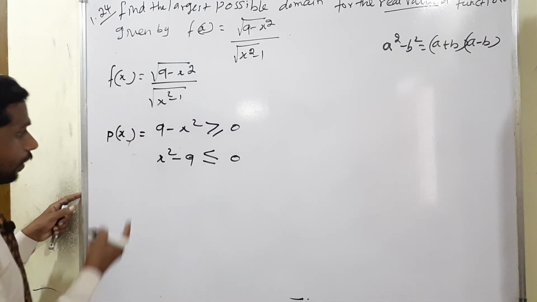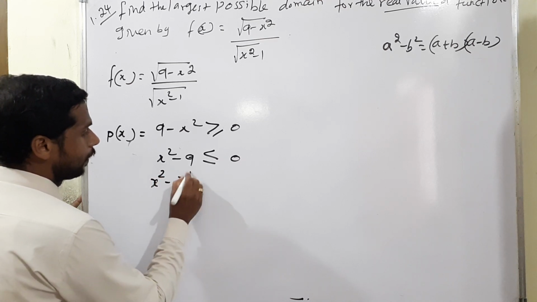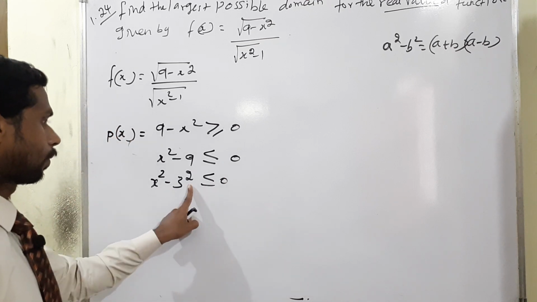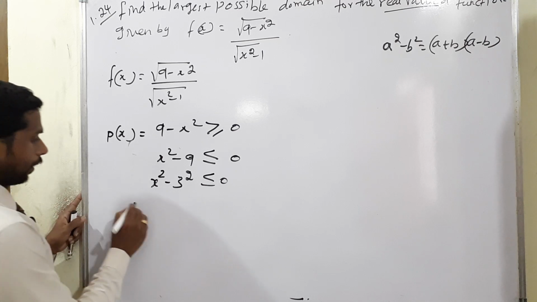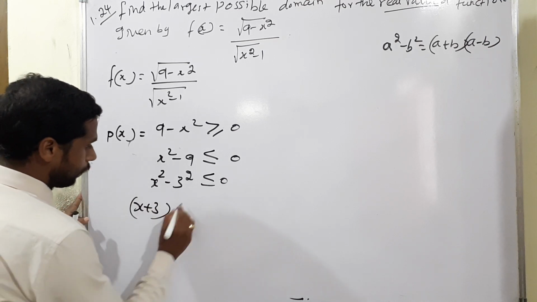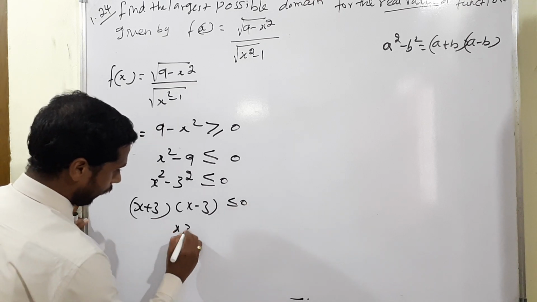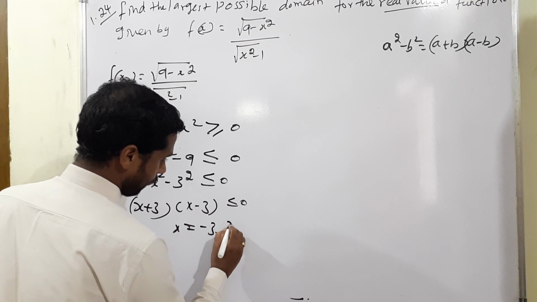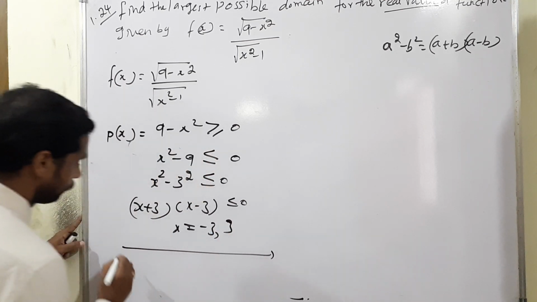Therefore, how to convert this? Rearrange: x square minus 9, and 9 we can write as 3 square, less than or equal to 0. Using a square minus b square equals a plus b into a minus b, we can write x plus 3 into x minus 3 less than or equal to 0. Therefore x is equal to minus 3 and positive 3. Then take it on a number line.